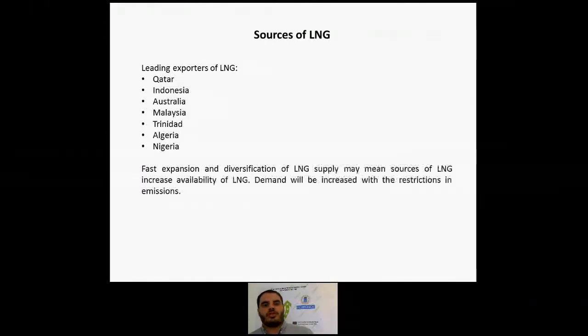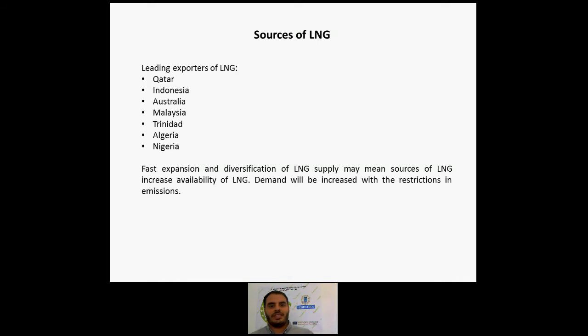Now, what are the main sources of LNG? I would start with a place where you can get this LNG. It comes from Qatar, Indonesia, Australia, Malaysia, Trinidad, Algeria, and Nigeria. Well, all of those are leading suppliers of LNG. There are in total some 19 countries that export LNG. LNG is imported by many countries, and in particularly large quantities by Japan and South Korea, and some European countries, with China and India increasing the demand for LNG quite rapidly.